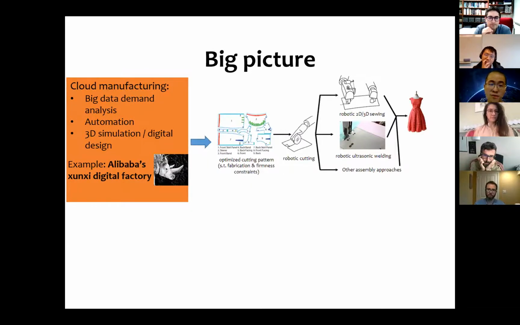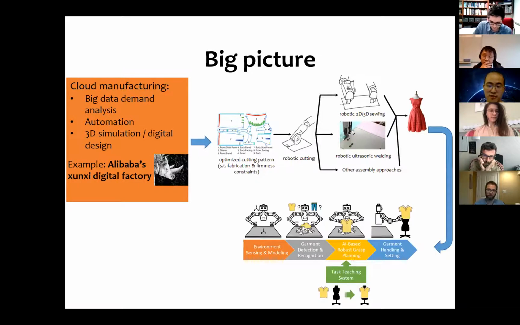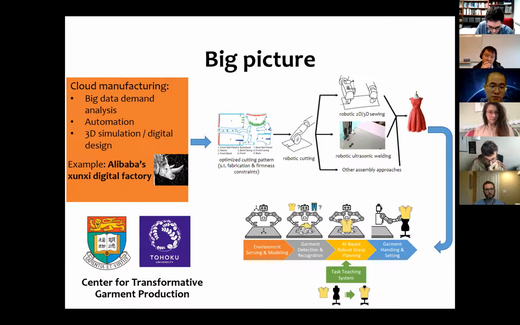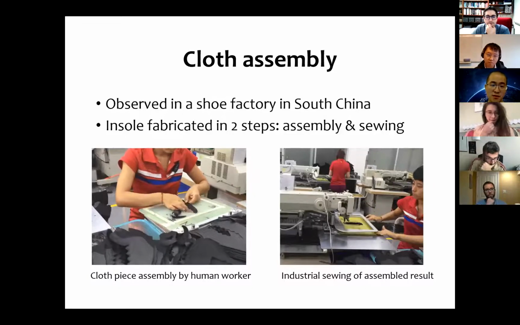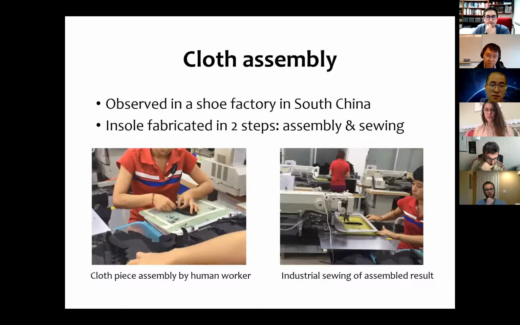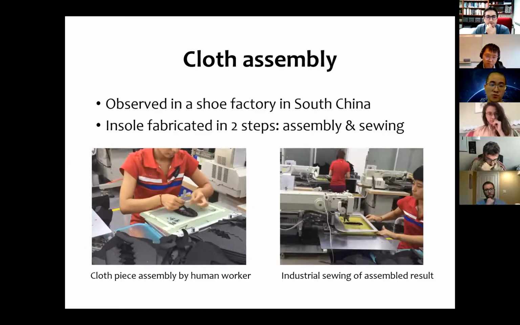We hope that eventually we can have a robot which can fabricate clothes, and then once the clothes are fabricated, we can have robots do other tasks with them. That's why recently we have a center for transformative garment production, basically to turn this idea into reality. But for our research, we only focus on very small parts of clothes manufacturing. We work on a task called clothes assembly. This is a task we observed in some factory. As you can see in the left video, this is how the worker is trying to fabricate some shoes.